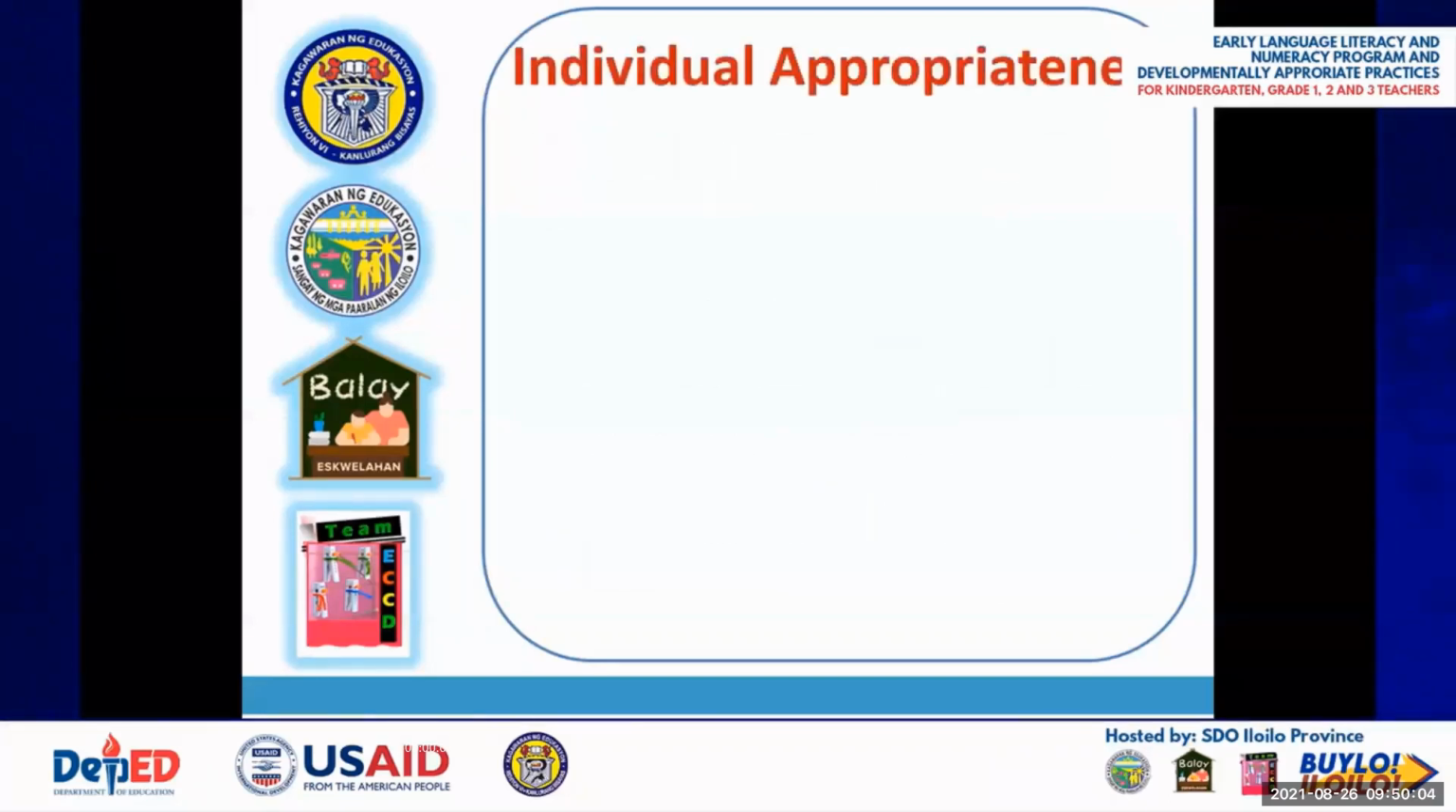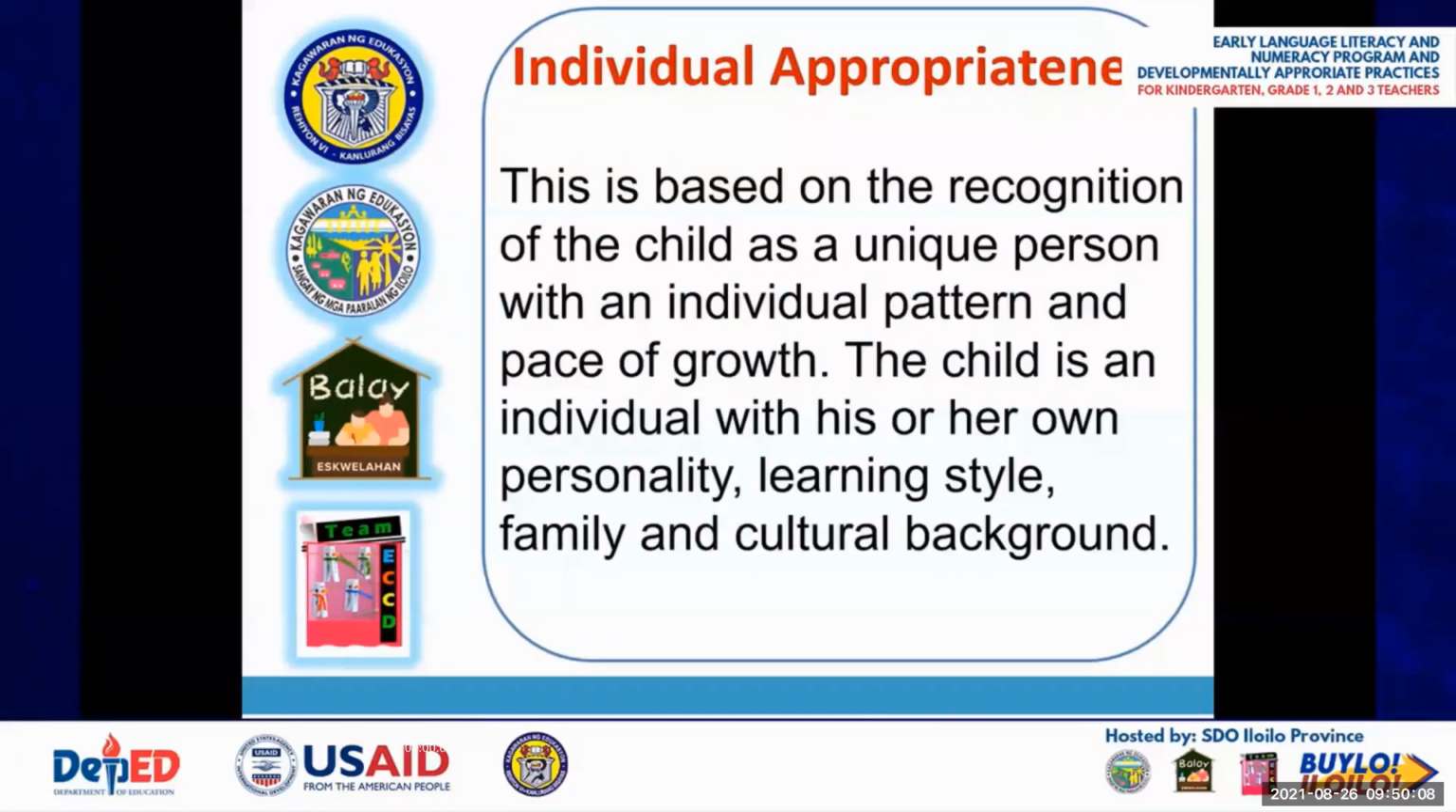Next, we have individual appropriateness. This is based on the recognition of the child as a unique person with an individual pattern and pace of growth. The child is an individual with his or her own personality, learning style, family, and cultural background.